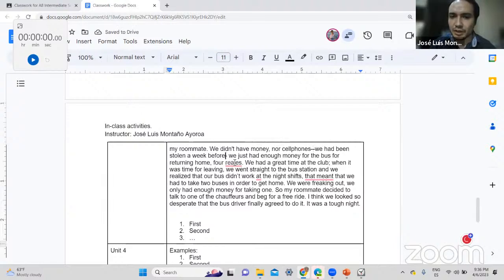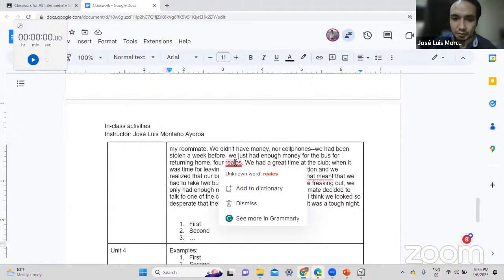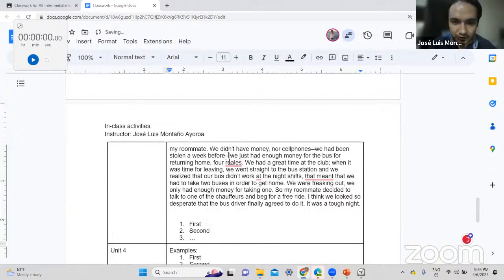Okay, actually, we have a longer dash, but we don't have it in our keyboards. All right, but if you write a double dash, you're going to have that long one. And remember, they are going to be just right next to the two words around it. Okay, so just right next to cell phones and right next to we, in this case. Okay, so we had been stolen a week before. We just had enough money for the bus.